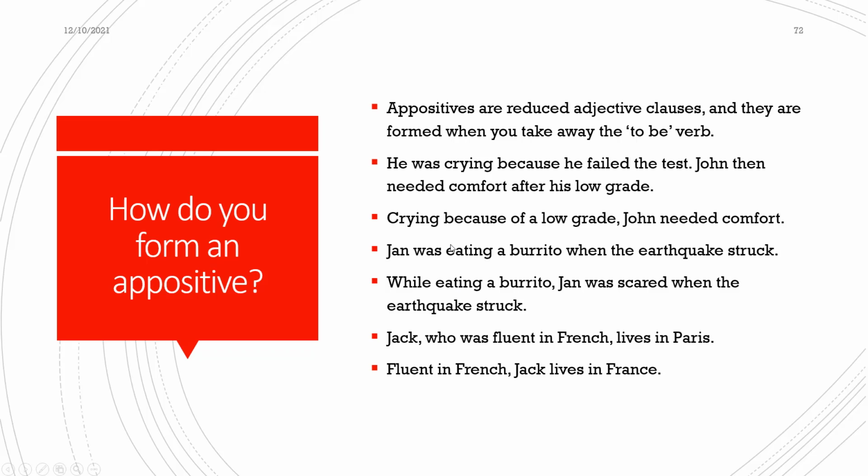While Jan was eating a burrito, and so you just combine these. So instead of having "Jan was eating a burrito" and "the earthquake struck," you combine the two sentences together with an adjective clause, and that's how you do it. Same thing with this one. Jack, who is fluent in French, lives in Paris. Fluent in French, Jack lives in France. So when you use appositives and adjective clauses, when you have two subjects that are the same, then you cut down on the number of simple sentences in your paper, and therefore your paper does not sound so choppy.